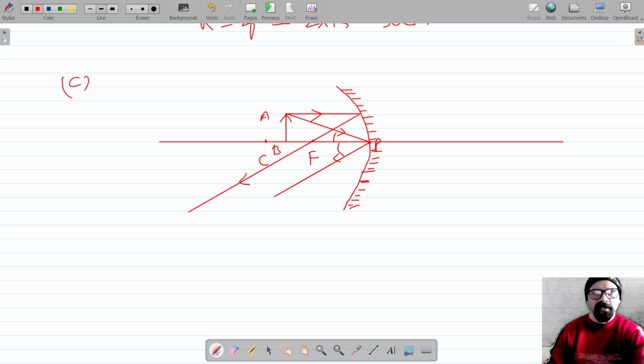Now these two rays are intersecting here.